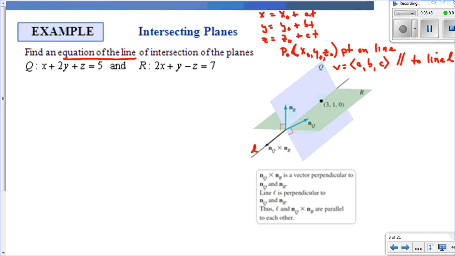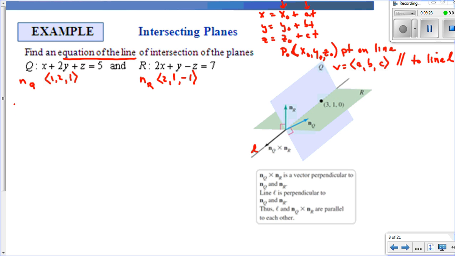Okay, first notice that if you look at the normal vectors, the normal vector associated with the plane Q would be 1, 2, 1, and the normal vector for the plane R would be 2, 1, negative 1. Now clearly those aren't multiples of each other, so these planes are not parallel, so we do know that they will intersect in a line. Okay, so now we need to find two things. We need to find a point and we need to find a parallel vector.